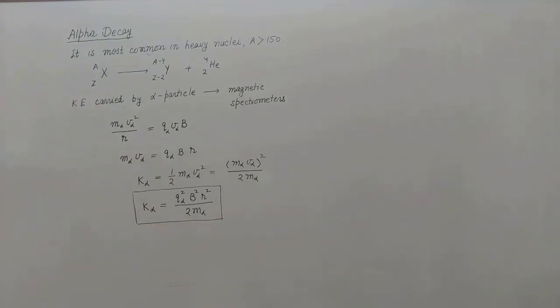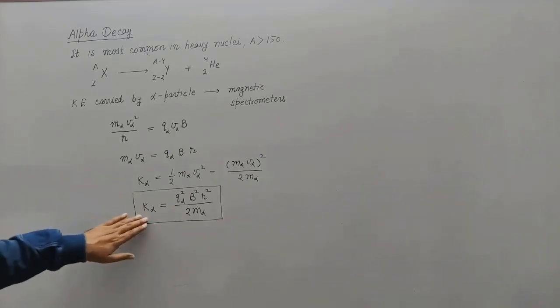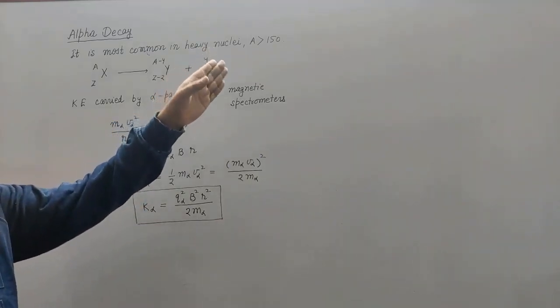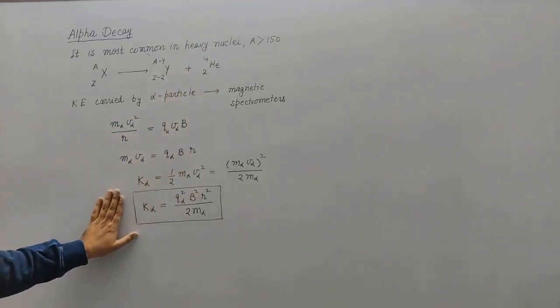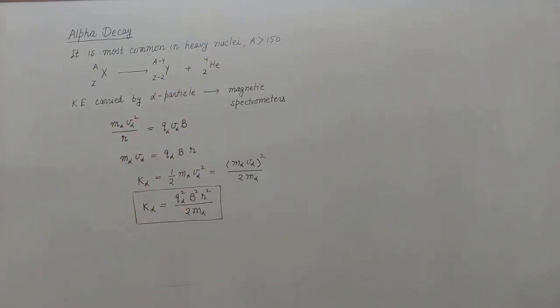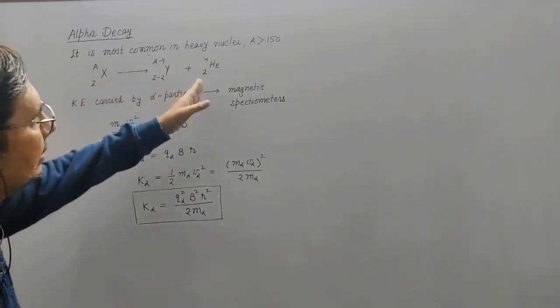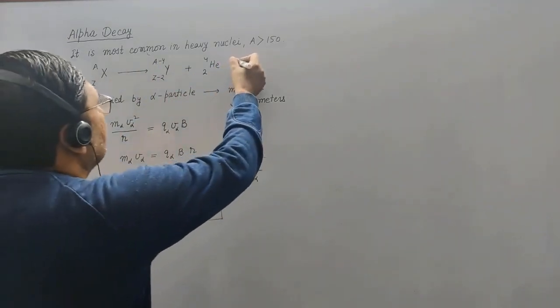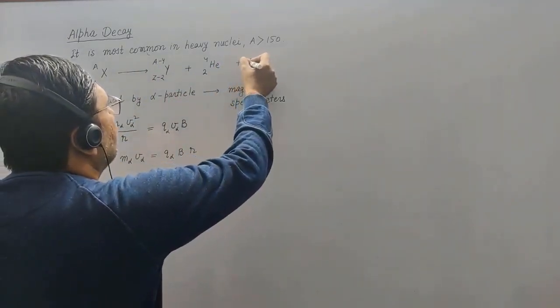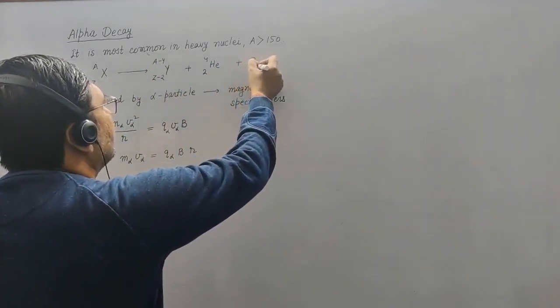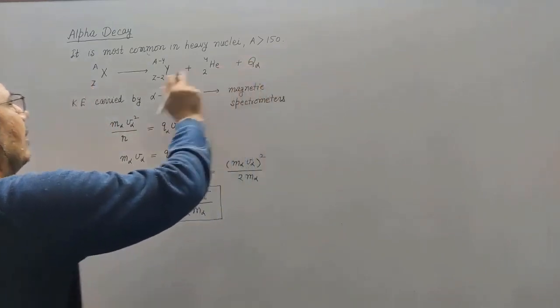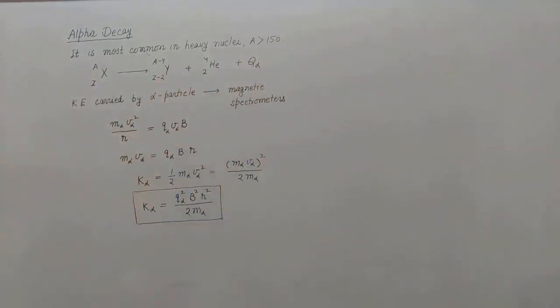Here we can take an example. Here this is the kinetic energy. So when this alpha particle is emitted, so much kinetic energy will be carried by the alpha particle. When alpha particle is emitted, then in this reaction, some energy is released. And this energy Q alpha will be in the form of the kinetic energy of this daughter nuclei Y and this alpha particle. Now what will be the value of this Q alpha?